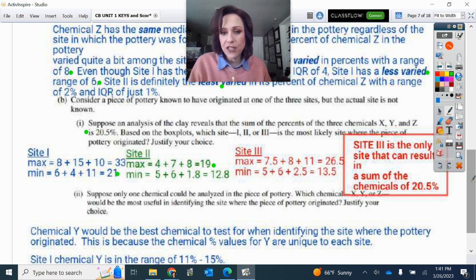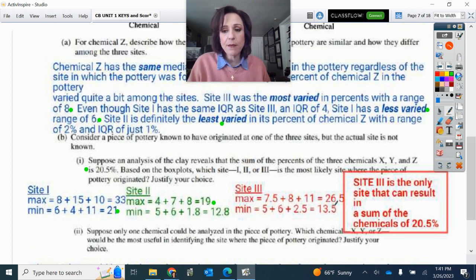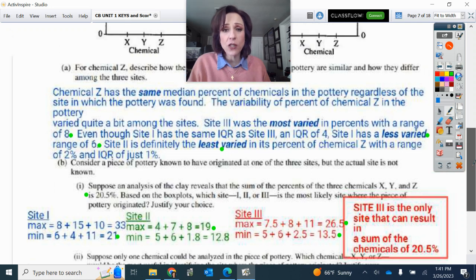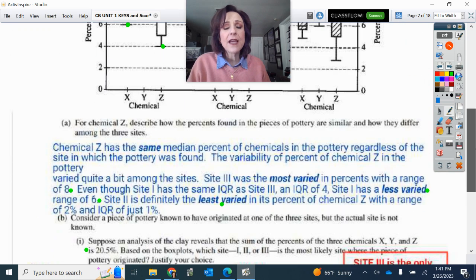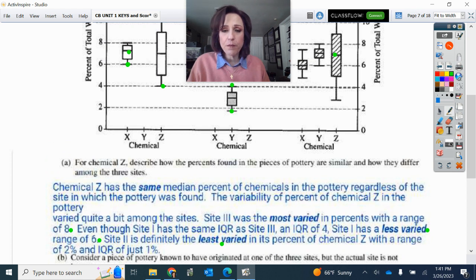However, with site 3, the mins summed to 13.5, the maxes summed to 26.5, the only one that included that sum of 20.5. Therefore, the pottery had to come from site 3.